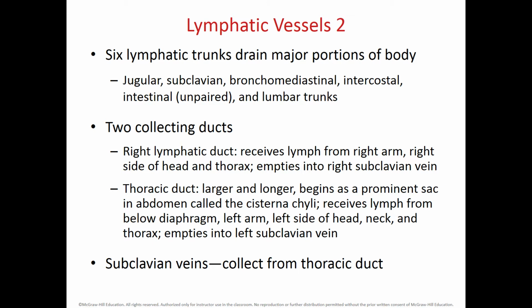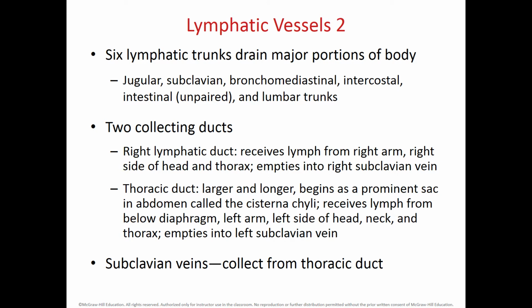Jugular, subclavian, and bronchomediastinal are pretty much close to each other. Jugular is found in the neck, subclavian is just in between the neck and the shoulder, bronchomediastinal is found in between the lungs and the heart, intercostals are found in between the ribs, and intestinals will be within the abdominal cavity together with the lumbar trunks. The intestinal trunks will drain the lymph from the intestines, and the lumbar trunks from the pelvic region, and also they will drain the lymph from the legs.